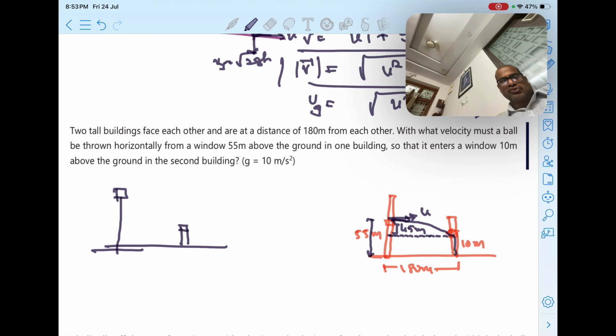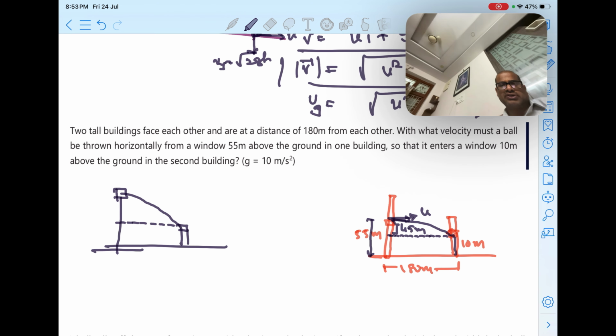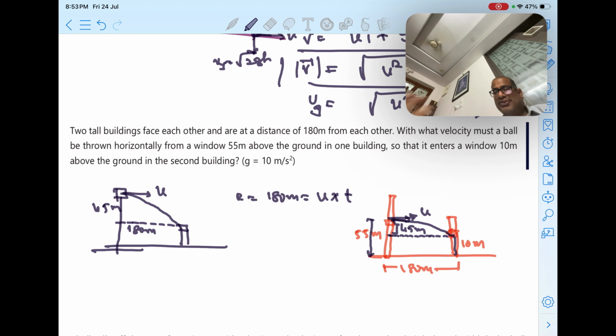Now simply find out the time taken to land here. So it is like a freely falling body. The gap here I am mentioning as 45 meters, isn't it? So t is equal to root of 2h by g, and the gap between the buildings is 180 meters. That becomes the range. So the range formula is u into t. So 180 meters is u into t.